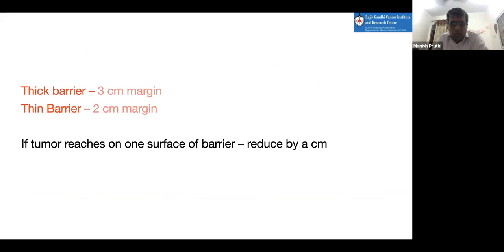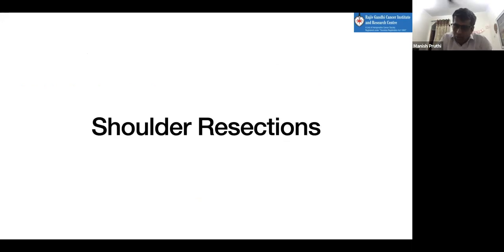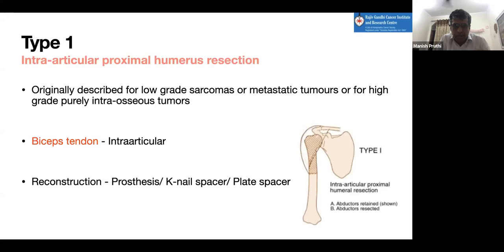So once we know about the concepts of margins, we'll proceed to the shoulder resections. And I'll be discussing all the shoulder resections one by one. As I have told you, Malawer has described or categorized this into 6 categories of shoulder resections. We'll start with the simplest, which is type 1, a simple intra-articular proximal humerus resection.